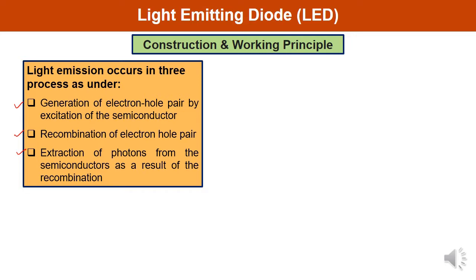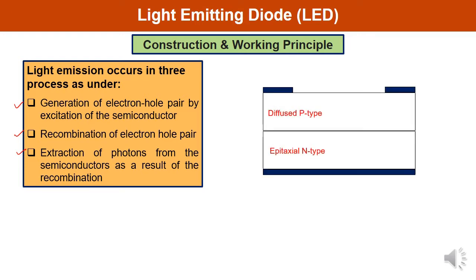How this light emitting diode is actually fabricated, how many layers exist over there, how it looks like. To understand that, let us discuss a cross-sectional view. See, this is the cross-sectional view of a typical diffused light emitting diode. Here a semiconductor material is used which is a direct band gap material.